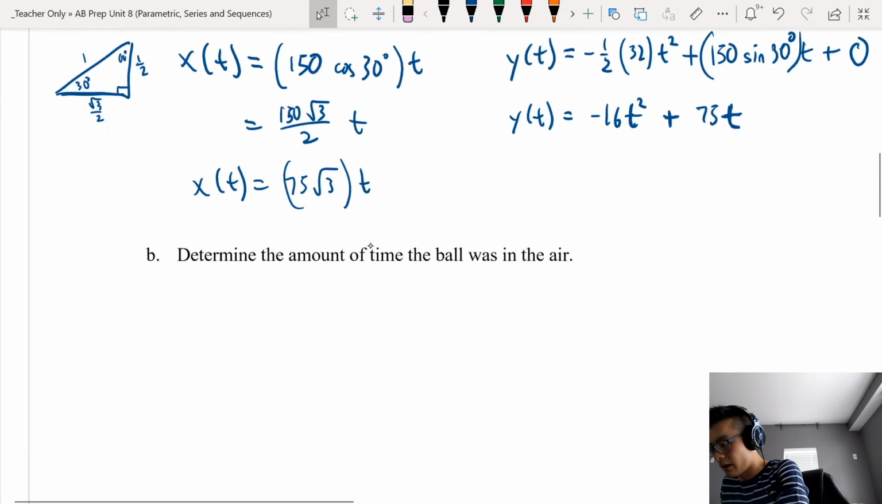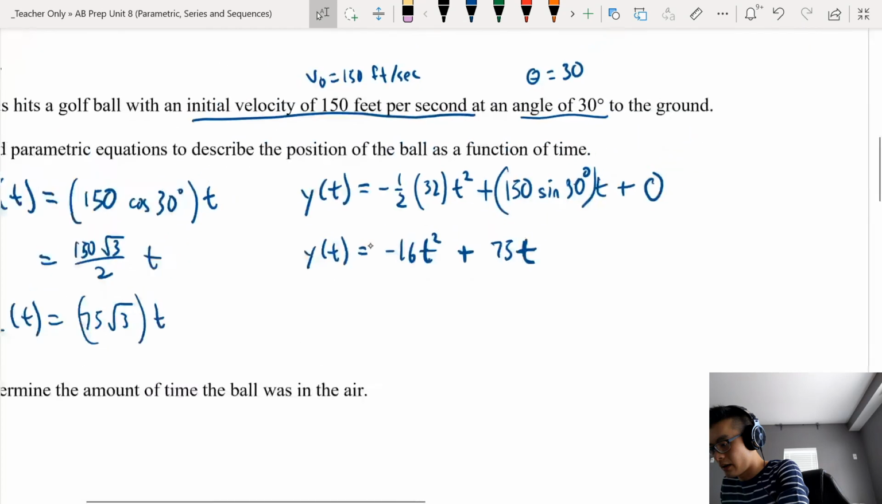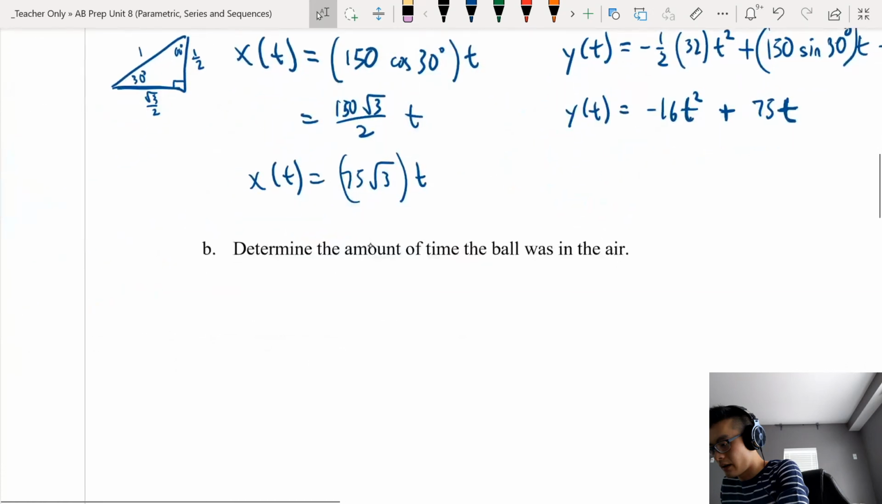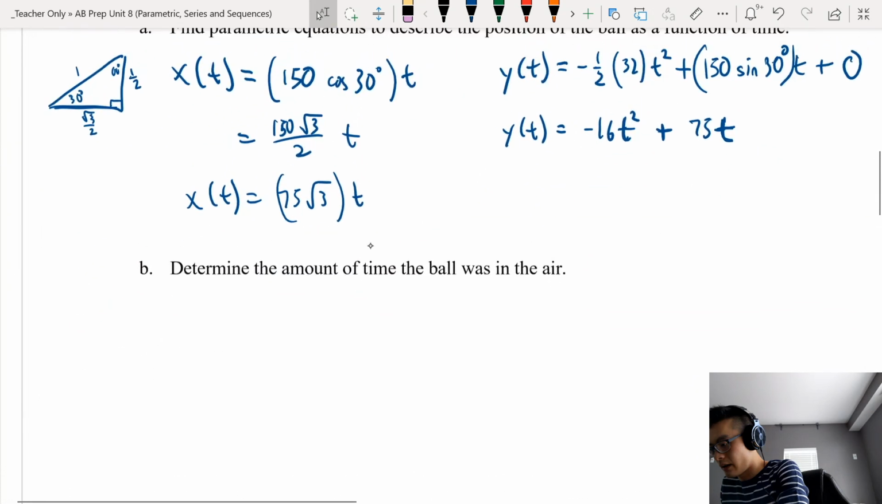Now comes the fun part about interpreting the question. Here, letter B says, determine the amount of time the ball was in the air. Let me just make sure we're good. Okay, yeah. So, what are we searching for? We want to find out time. How long was it in the air for?